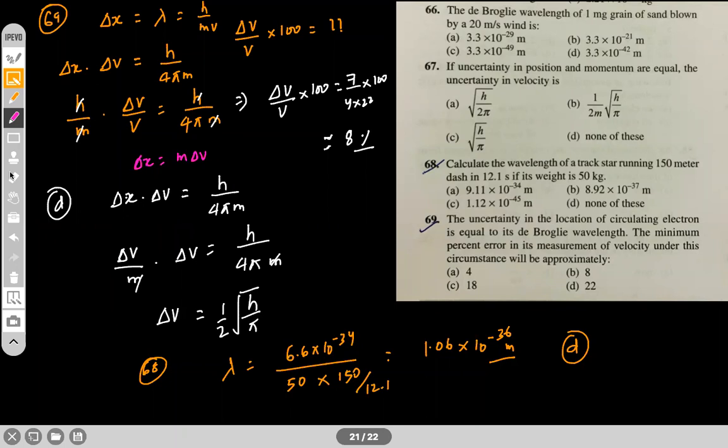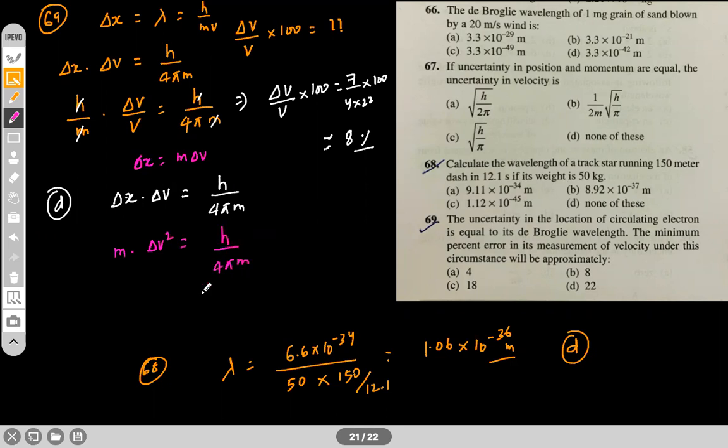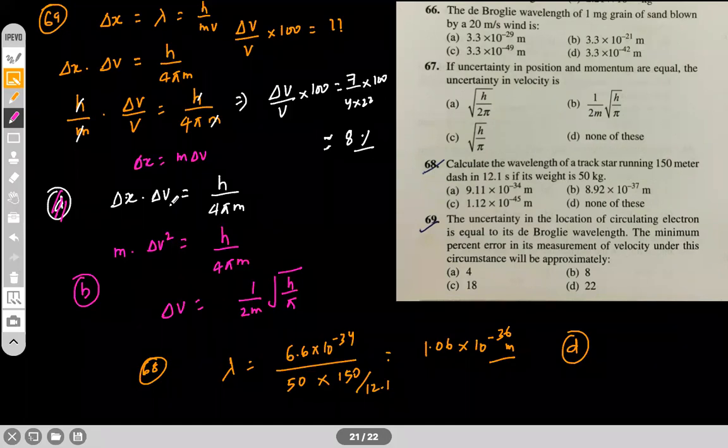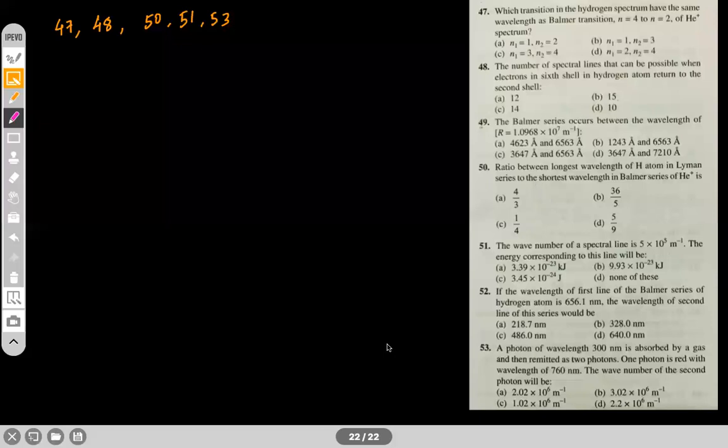Oh, I think then it ends B now. I have substituted wrong. Delta x is m delta v. So we'll get here m into delta v square h by 4 pi m, correct? Yes. So if you find out delta v here, it will be 1 by 2m root under of h by pi. You get B, not D here. Position is delta x, momentum is m delta v. Yeah, that's correct. B only you will get. This is a calculation mistake. Try this.